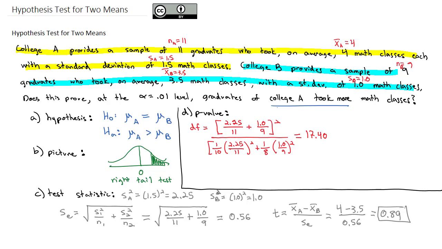We need to know that because to calculate the p-value, we're going to use equals. It's a right-tailed test. So in Excel, we can say T.DIST.RT for the right tail. The test statistic we found was 0.89. The degrees of freedom, which we just found, was 17.40. I can put that into Excel, and we get our p-value of 0.1929. And that can go right on our picture. That's the shaded area of 0.1929.